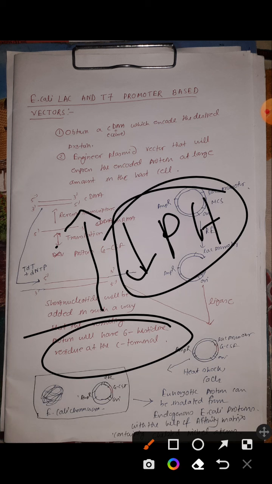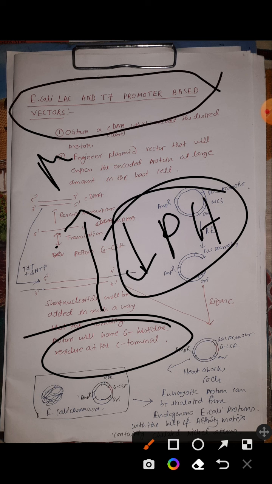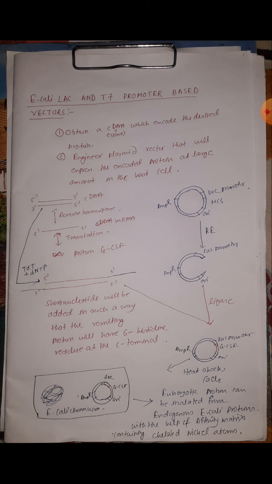Once we decrease the pH of the environment, the protein molecules that are bound to the affinity matrix containing chelated nickel will come out, and we will have our purified protein product, usually in large amounts. So that is how E. coli, LAC and T7 promoter based vectors are used to produce protein which is usually in low abundance. That is the overall concept behind the E. coli, LAC and T7 promoter based vector.